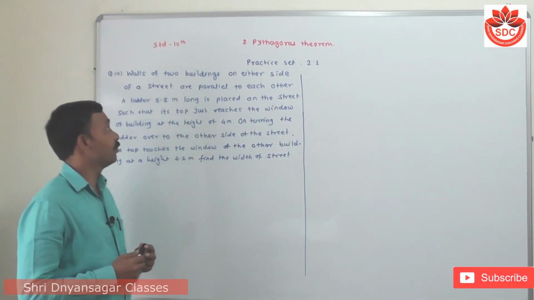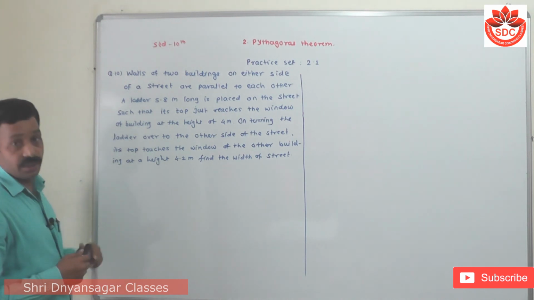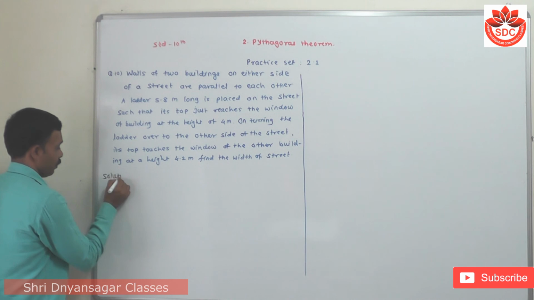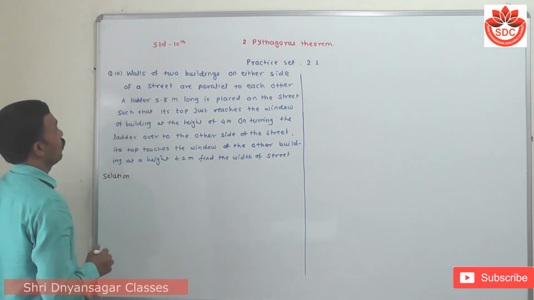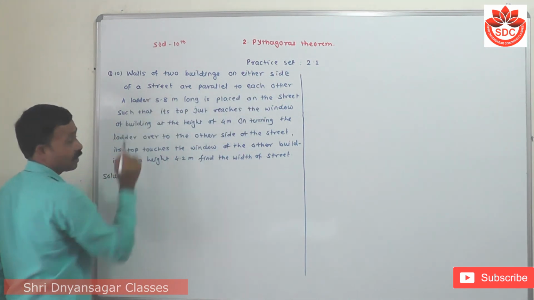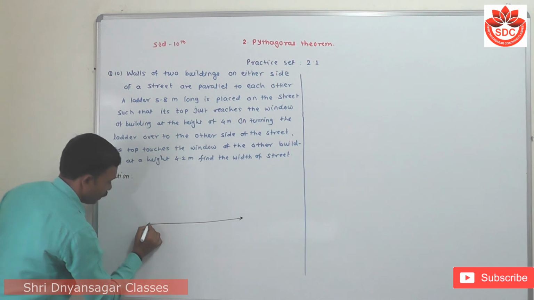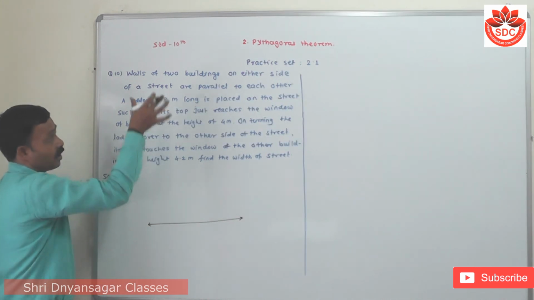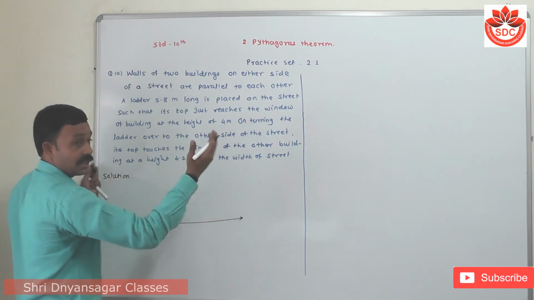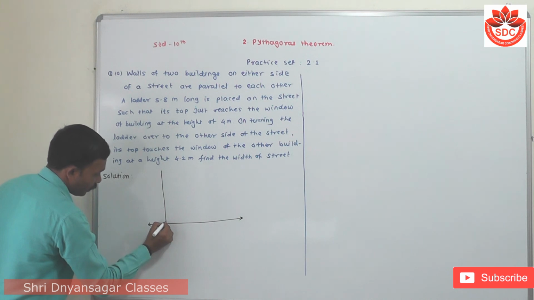Let's see question number 10. Student, first I have to draw its figure. Now its solution. Question number 10 is that walls of two buildings are on either side of the street. Suppose we draw the street here. Street means road. Walls of two buildings on either side of the street. So let us draw two buildings, one on each side of the street. Suppose that this is the first building.